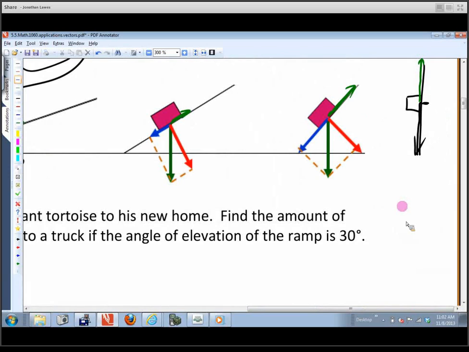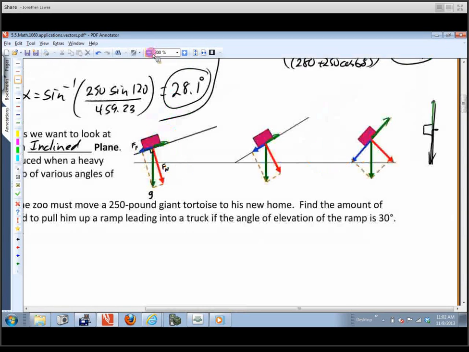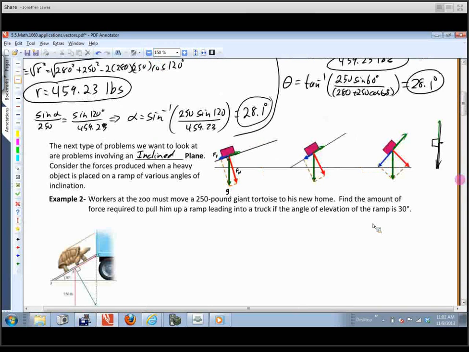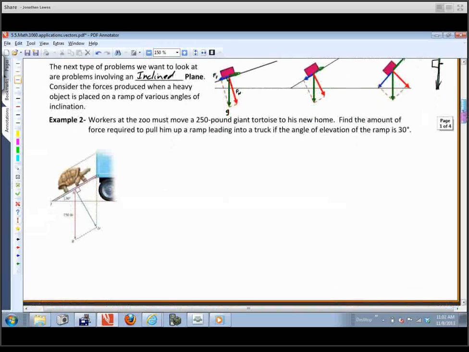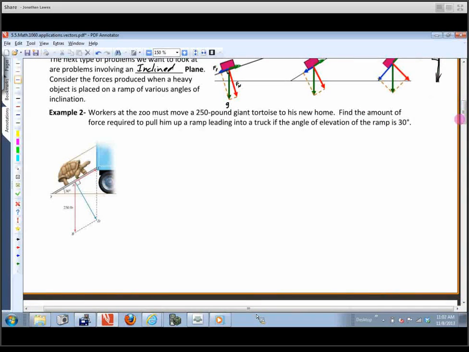We'd have to pull with a force equal to or slightly greater than the weight of that block. So that's kind of the idea behind these problems, is how we'd break up this type of weight on a ramp.